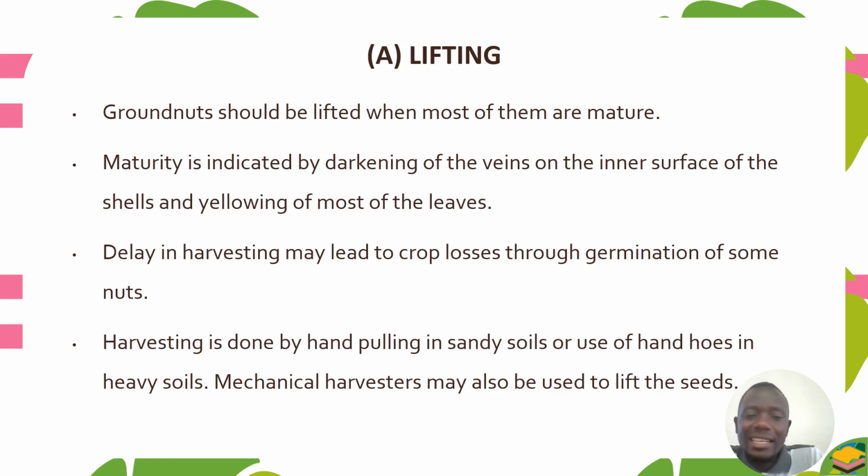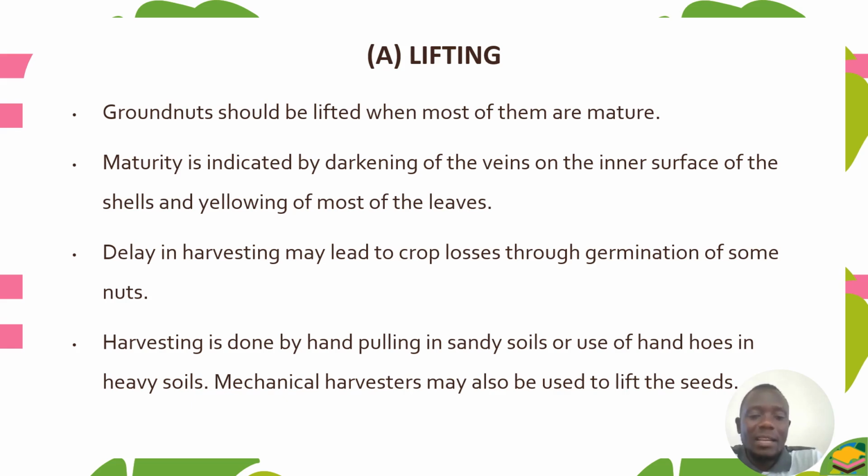Maturity is indicated by darkening of the veins of the inner surface of the shell and yellowing of most of the leaves. So if you find that most of the leaves turn yellow, just know that the groundnuts are mature. Delay in harvesting may lead to crop losses through germination of some nuts. So if you delay in harvesting, some of the nuts will start germinating. That is crop loss.